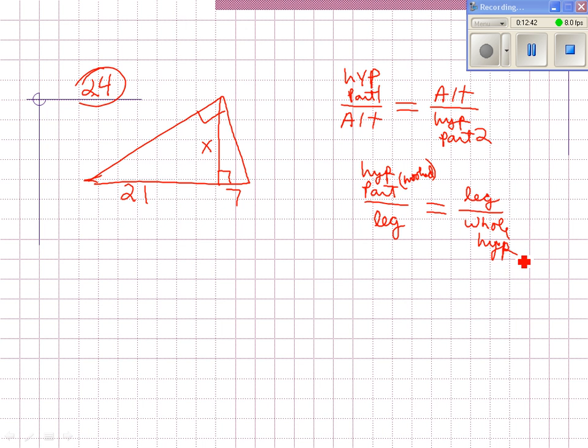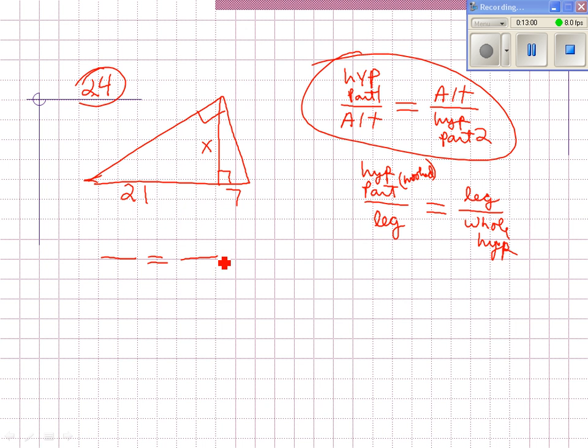So using those two proportions along with that geometric mean proportion, this time we're dealing with altitude, so we're probably going to be using this one. Sometimes you might be using both of them. You have to decide which one to use, which one you can actually solve something for.